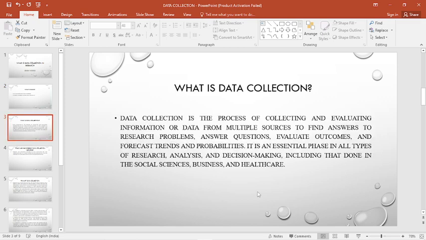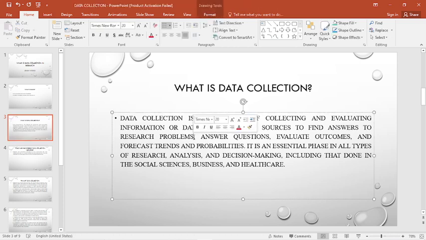Now let me explain what is data collection. Data collection is the process of collecting and evaluating information or data from multiple sources to find answers to a research problem. So data collection means we are going to collect the data present in different sites from different locations. It may be physical or logical. Physical means we collect it by going directly. Logical means we are not going directly, but collecting with the help of the internet or other sites.